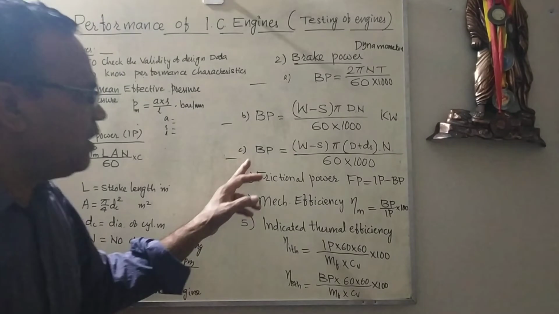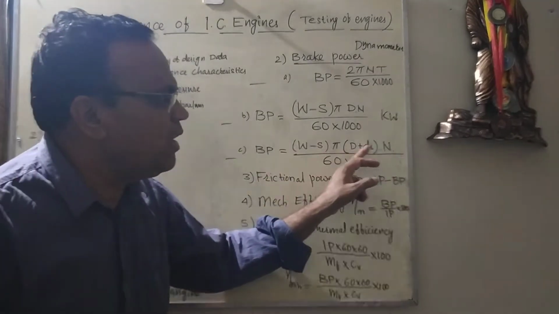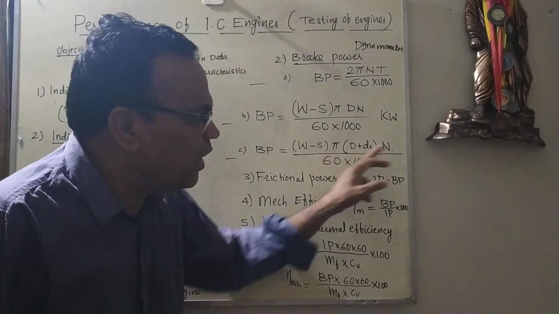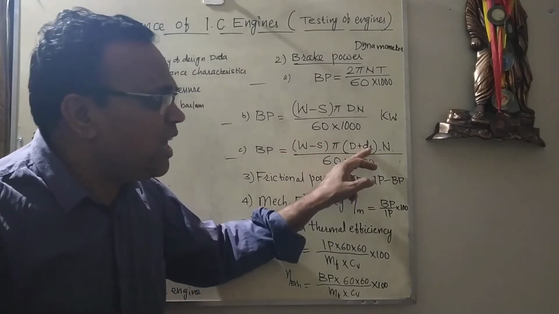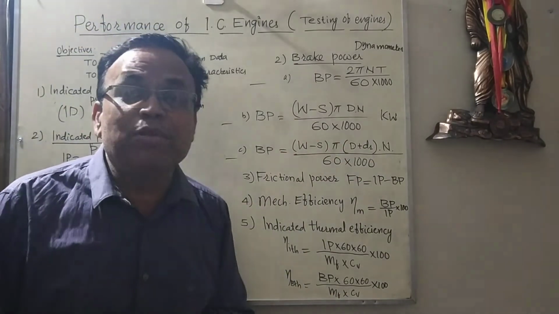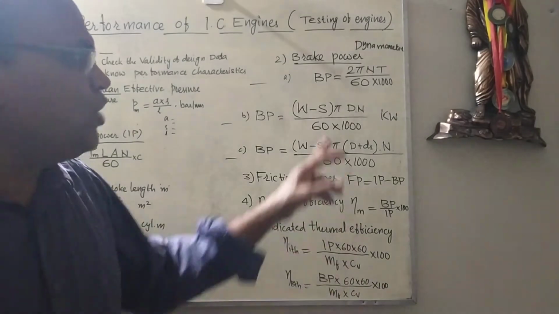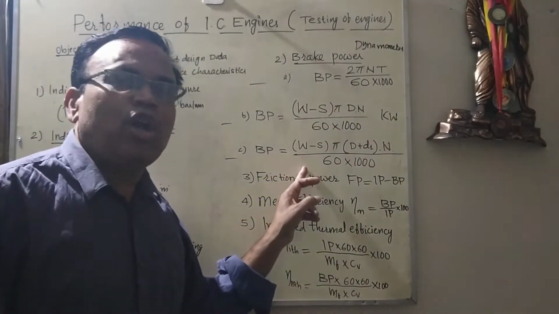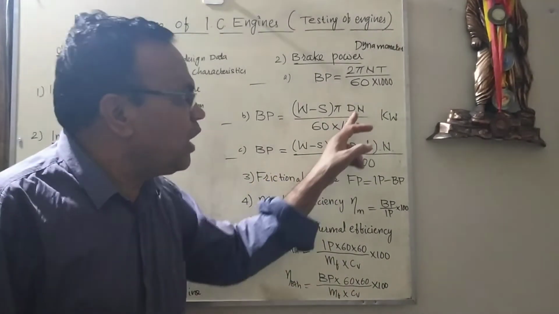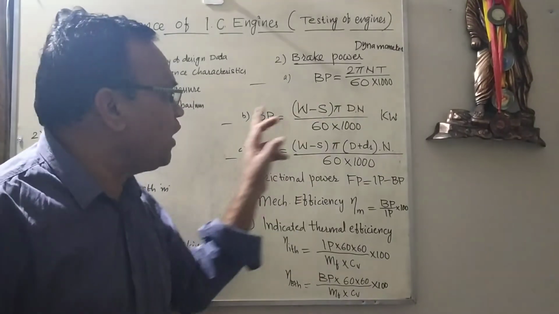Again, one more formula is C. This is called BP is equal to (W minus S) pi (D plus small dr) into N divided by 60 into 1000. What is dr, which is new? This is the diameter of the rope. It means rope brake dynamometer. It is simply brake dynamometer. It is rope brake dynamometer. Here the rope diameter is not considered in calculating this BP.